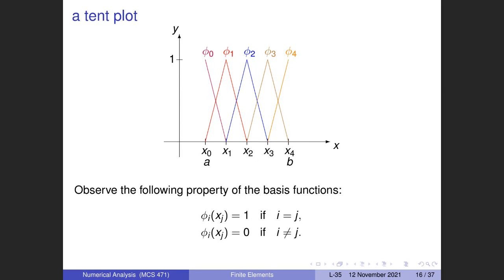Here you see the plot of the basis functions. Notice, for example, focus at the middle. So the blue middle function is centered at x2 and goes up from x1 to x2, from 0 to 1 at the left, and then goes down from 1 to 0 from x2 to x3. So it's a tent-shaped function. And it's also the same property that we had with the Lagrange polynomials. They are local, so they are switched on and off. So we are going to do some type of interpolation here as well.